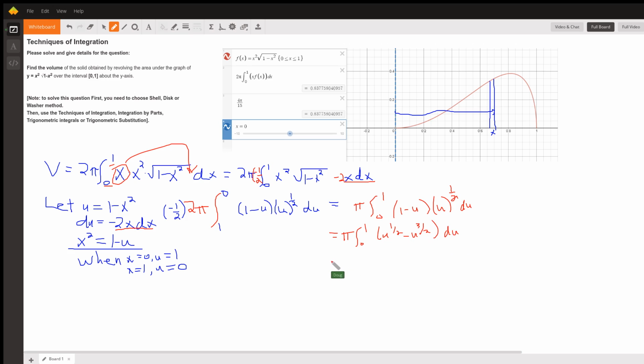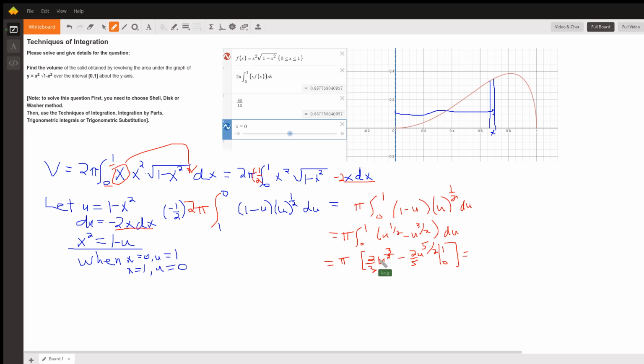And now the antiderivative is: raise the exponent by 1, multiply by the reciprocal of the new exponent, raise the exponent by 1, multiply by the reciprocal of the new exponent, and we're going to evaluate this from 0 to 1. And whatever that number is, we're going to multiply it times pi.